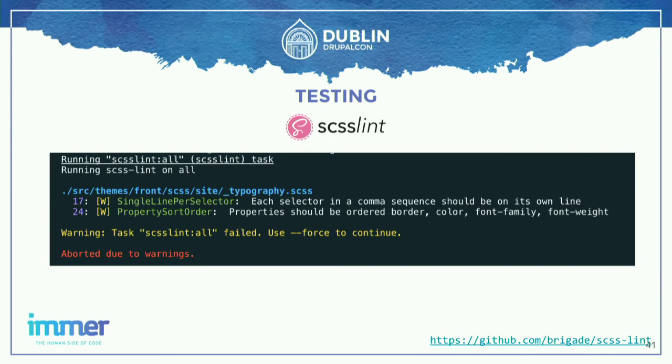So here's another example of what scss-lint can check. Here I've set it up so that each selector, if I have multiple selector statements, should be on its own line, and I forgot some. And the second example is that properties should be ordered by border, color, font family, font weight. In this example, I've set it up to have an alphabetical ordering, and it didn't check that. The drawback of scss-lint is that it doesn't show you the code, just as JSHint does. JSHint really shows you the code where you made a mistake, and here you have to look up the line numbers yourself.